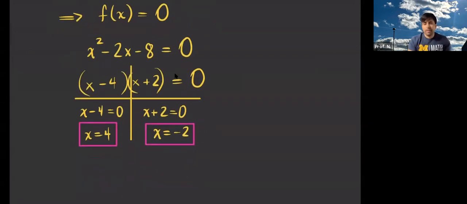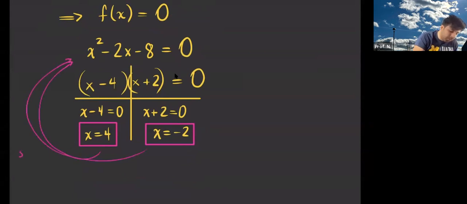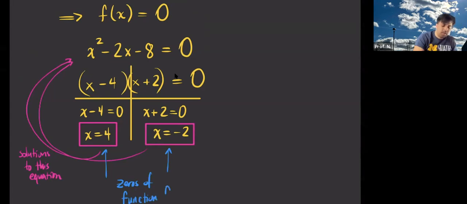So what did I figure out? I figured out the solution to my equation. So these are solutions to this equation, but they also serve as the zeros of the function. So that's why they're kind of basically the same thing. The solutions to this equation happen to be the zeros of my original function.